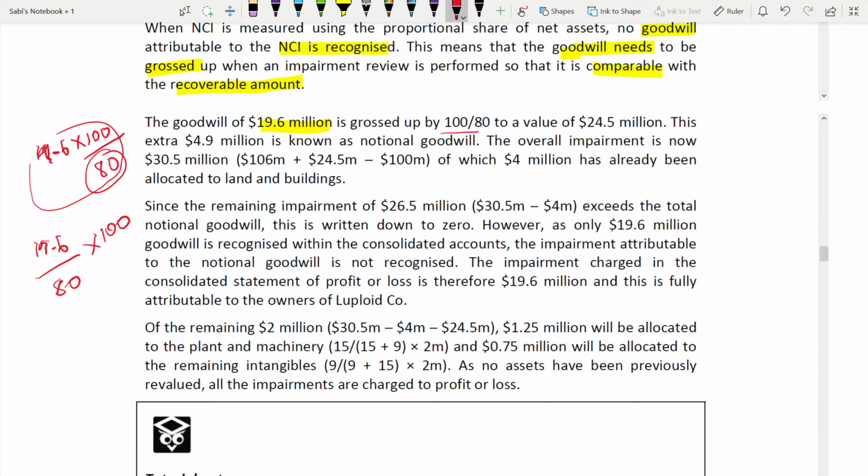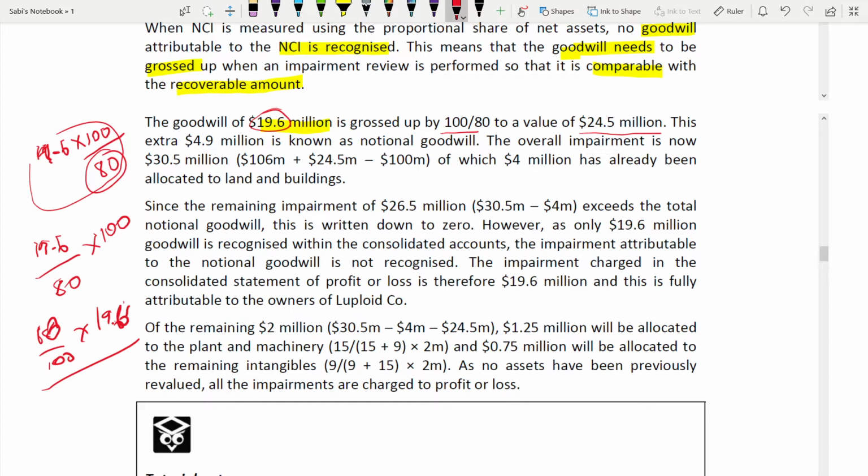100 by 80. So this will be the value which you will get. Definitely when you gross up something, it has to be higher than 19.6. If it was the other way around, if you're taking 80 over 100 multiplied by 19.6, just use your common sense. You don't have to memorize something. You definitely will get a figure less than 19.6. So how can it be called a grossed up figure? No, gross up has to be something higher than 19.6.